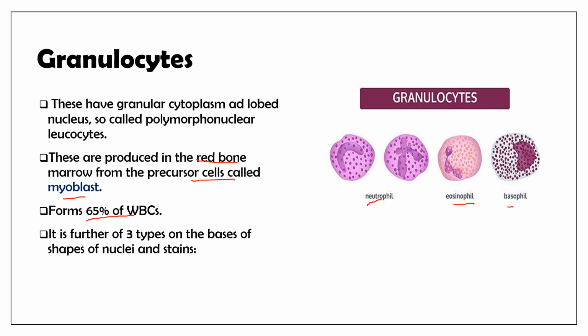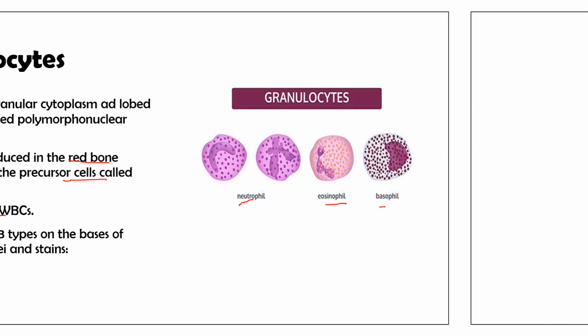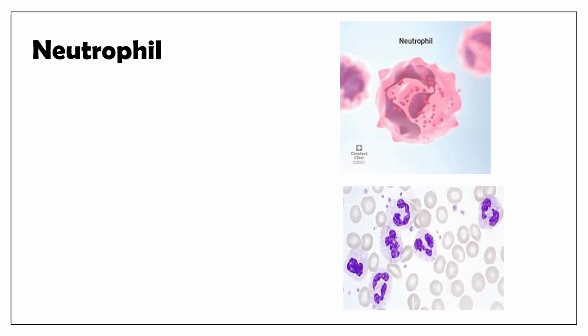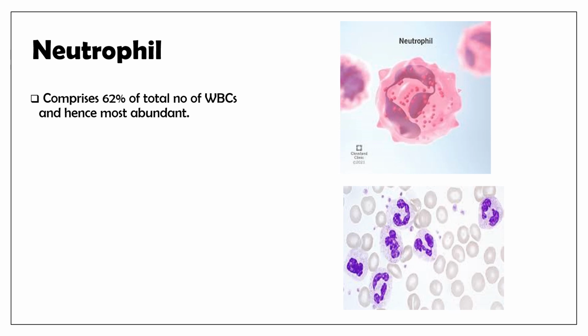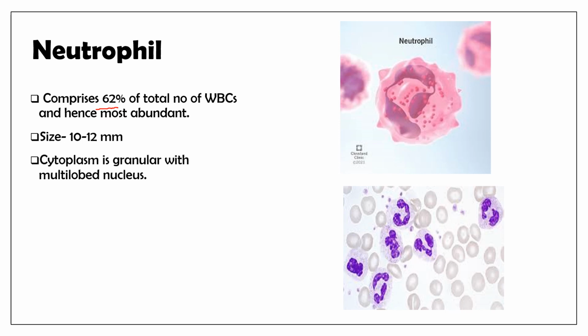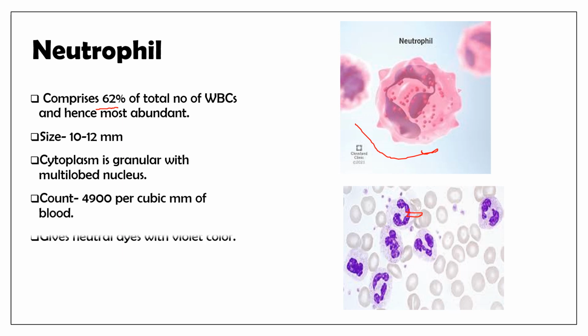Let's talk about each type one by one. Neutrophil is the most abundant type of WBC, and it comprises about 62% of total WBCs, hence it is most abundant. Its size ranges from 10 to 12 micrometers, its cytoplasm is granular, and it has a multi-lobed nucleus. As we can see in this image, there are multiple lobes, and this is the slide. The count is 4900 per cubic millimeter of blood, and it takes a neutral dye. It is not acidic or basic, and it has a violet color.